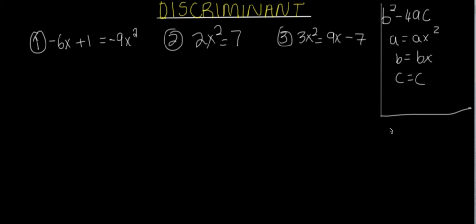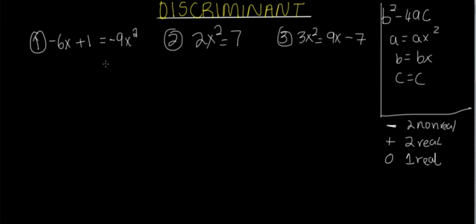If your answer is negative, you are going to have two non-real solutions. If your answer is positive, you are going to have two real solutions. If your answer is neither positive nor negative, which means that it's 0, you will only have one real solution. It doesn't tell you what the solution is, it just tells you what to expect.